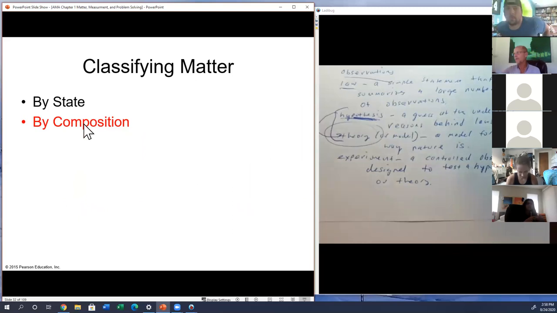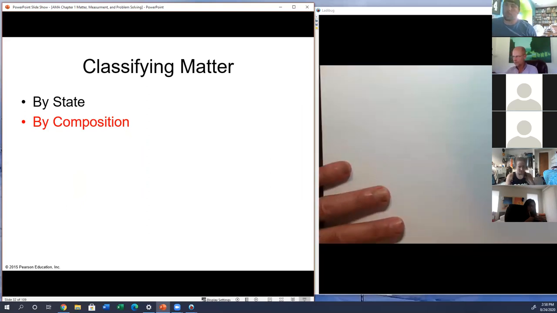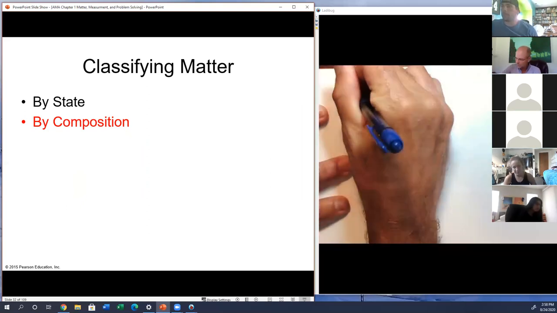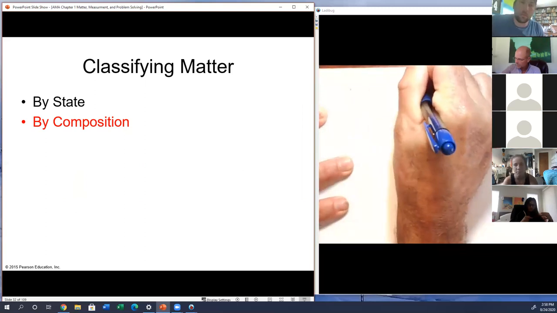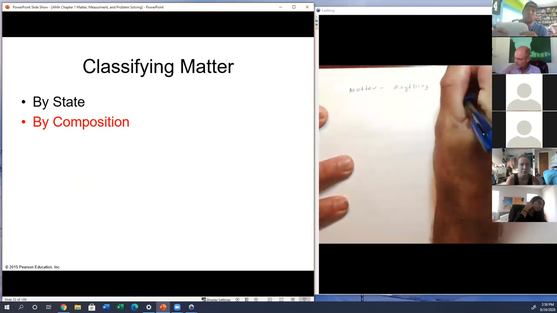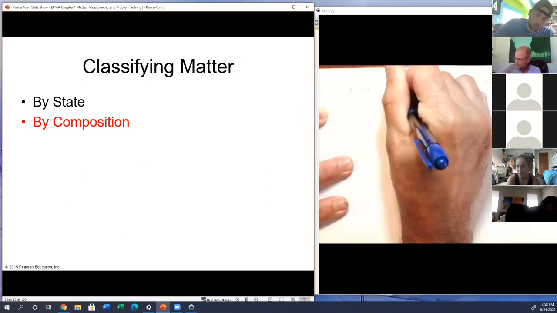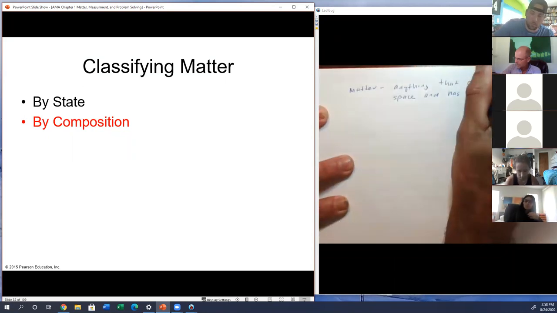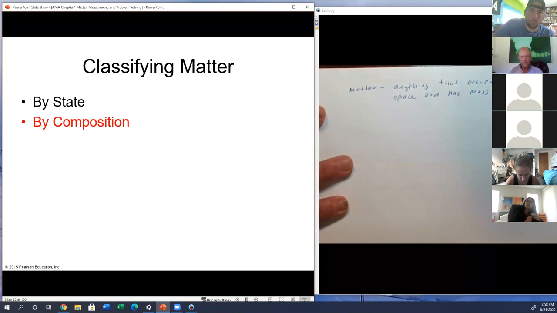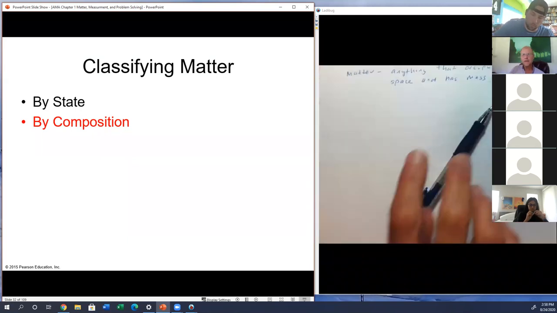Another way, oh, I forgot one thing. I forgot to define matter for you. So let me do that real quick. Matter: anything that occupies space and has mass, okay? So matter is anything that occupies space and has mass.